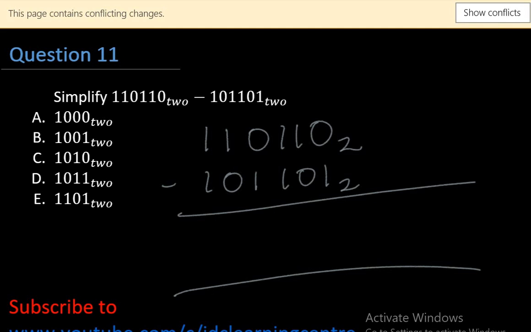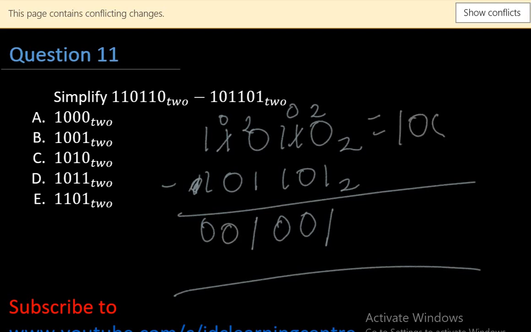0 minus 1 is not possible. Borrow this one. This is 0. The one I borrow, as it comes to this column, I'll call it 2 since I'm working in base 2. 2 minus 1 is 1. 0 minus 0 is 0. 1 minus 1 is 0. Alright? Borrow this one. This becomes 0. As it comes here to be 2 since I'm working in base 2. 2 minus 1 is 1. So 0 minus 0 is 0. 1 minus 1 is 0. This is 0. So my answer is simply 1001 base 2, which is B.